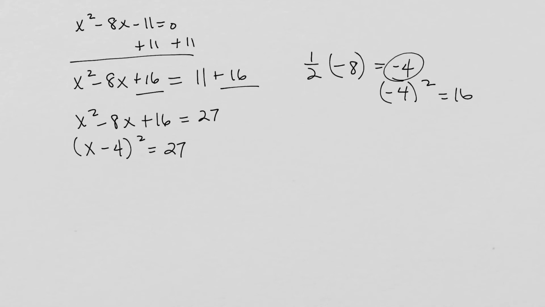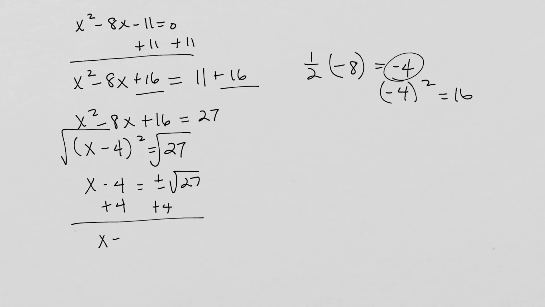This is always what your factor is. All right, now I'm ready to solve by taking the square root of both sides. That leaves me with x minus 4 equals plus or minus the square root of 27. I'm going to add 4 to both sides. x equals 4 plus or minus the square root of 27, which is 4 plus or minus the square root of 9 times the square root of 3, which is 4 plus or minus 3 square root 3. And those are your two solutions.